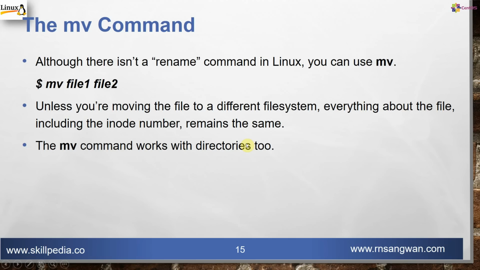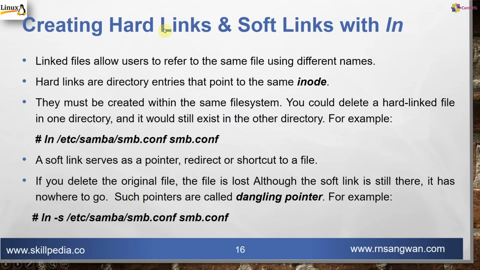That's the mv command. Creating hard links and soft links with the ln command. Linked files allow users to refer to some files using different names. Hard links are directory entries that point to the same inode number. Means when you create a hard link, it will point to the same inode number. They must be created within the same file system. That means a hard link cannot be created across file systems. You could delete a hard link file in one directory and it will still exist in the other directory.